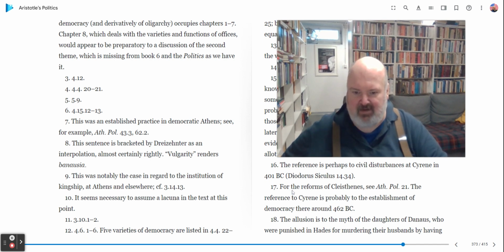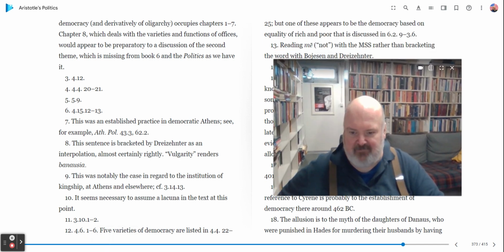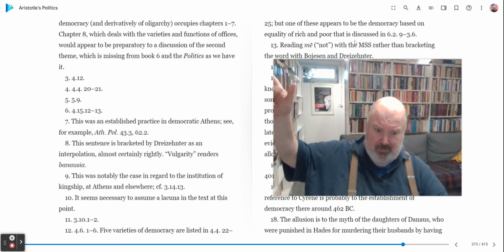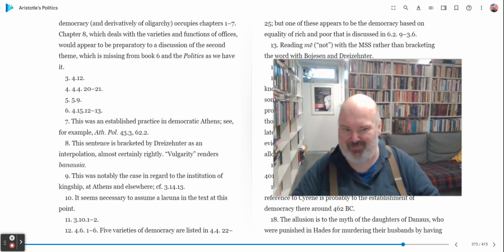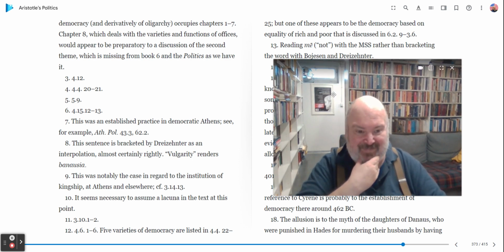Now this is that interesting note: the five varieties of democracy I listed at 4.4, chapters 22 to 25. But the first appears to be the democracy based on the equality of the rich and the poor, discussed in 6.2, chapter 2. There's the equality of those two, and that is the first one. In fact, the first of the five, not the four. That is kind of forgotten. So that's something interesting that we'd like to think about for a second.